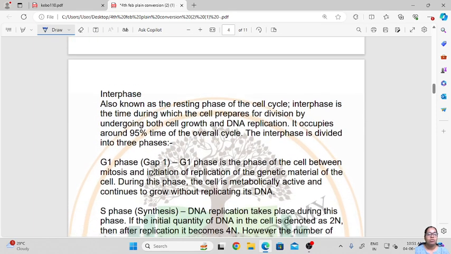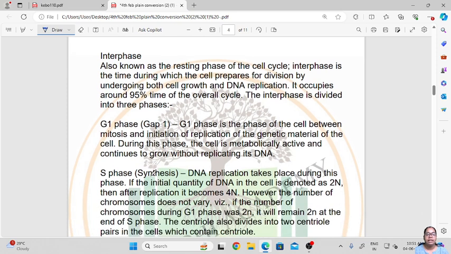Okay, so the second phase is the interphase. Interphase is basically the second phase of the cell cycle, also known as the resting phase of the cell cycle. Interphase is the time during which the cell prepares for division by undergoing both cell growth and DNA replication. So in the interphase, cell growth and DNA replication takes place. It covers about 95% of the time of the overall cycle, and the interphase is divided into three phases.